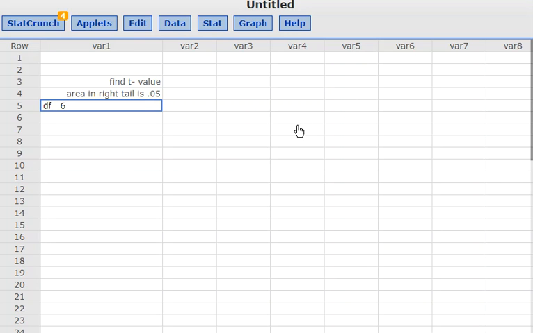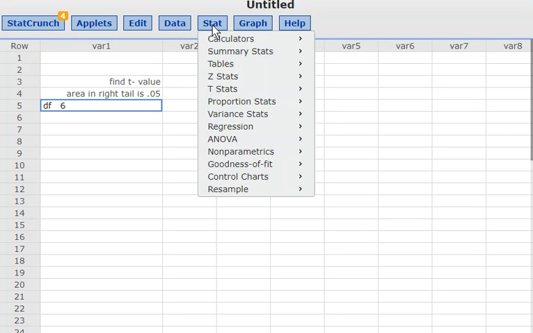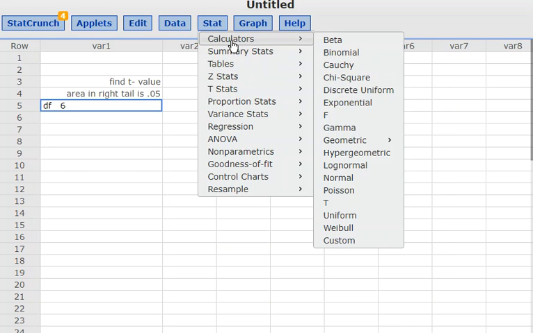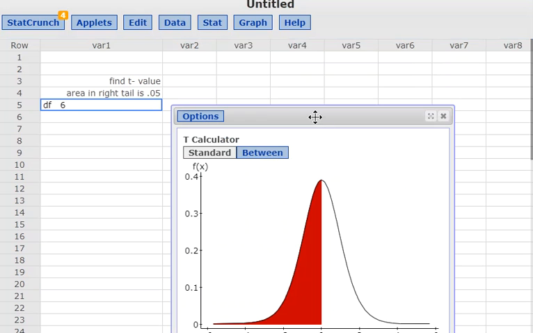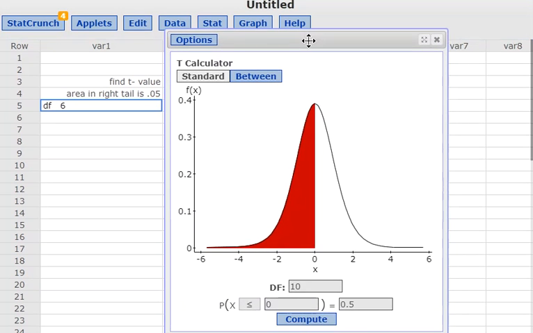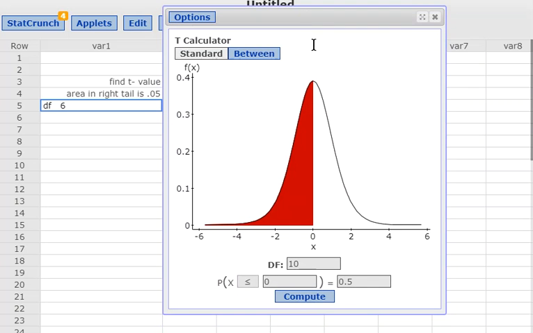In the next video, we're going to take a look at finding t statistics rather than z statistics. The t statistic, the calculator for the t, is very much like the normal. It looks a lot like it, except it changes depending on the size of the sample. Now, for most cases, and you'll learn when it's different, degrees of freedom is usually one less than the number of values in the sample.